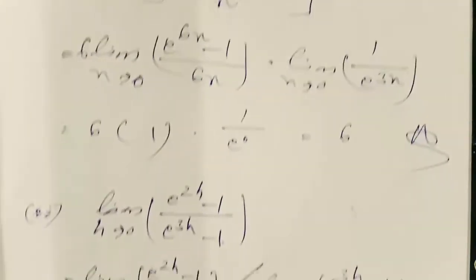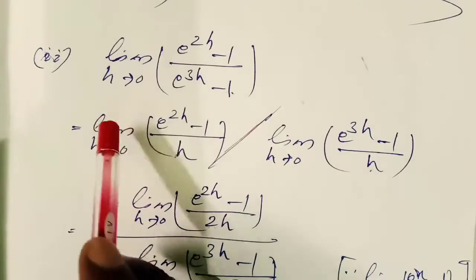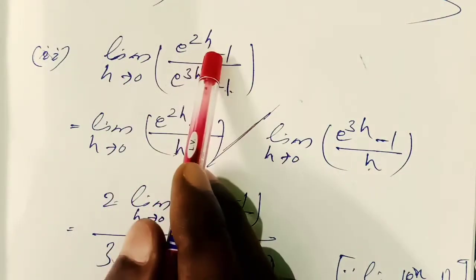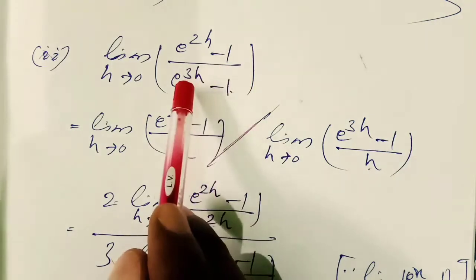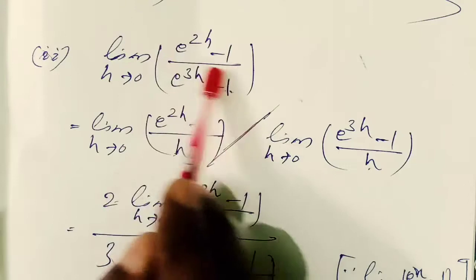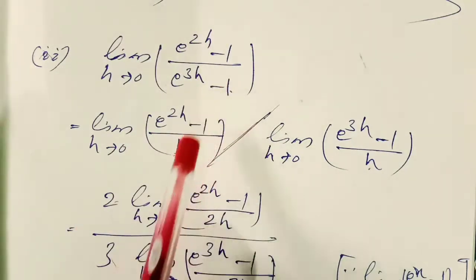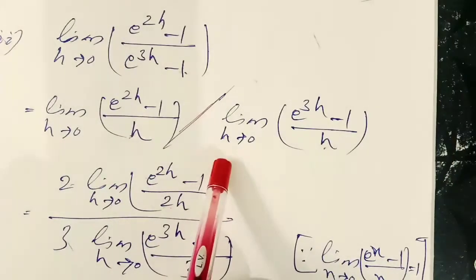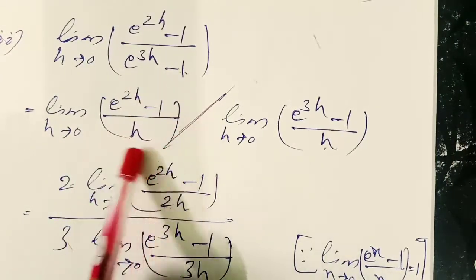Let us go to the second part. See the question given like this: limit h tends to 0, e to the power 2h minus 1, divided by e to the 3h minus 1. See, this is the question given. If I divide both the numerator as well as the denominator by h, then it will be convenient to apply the formula here.